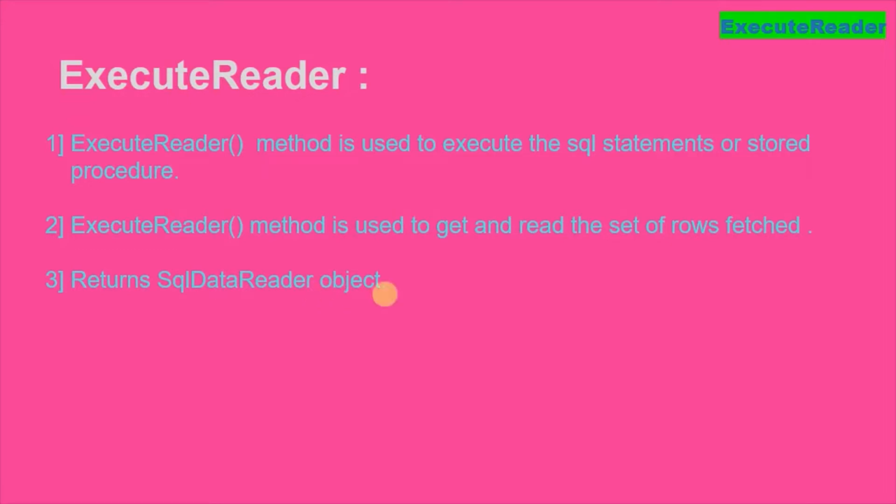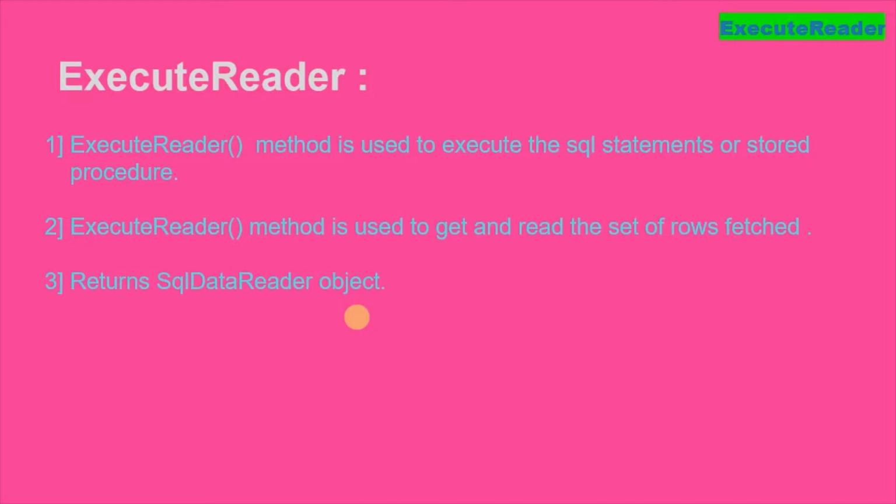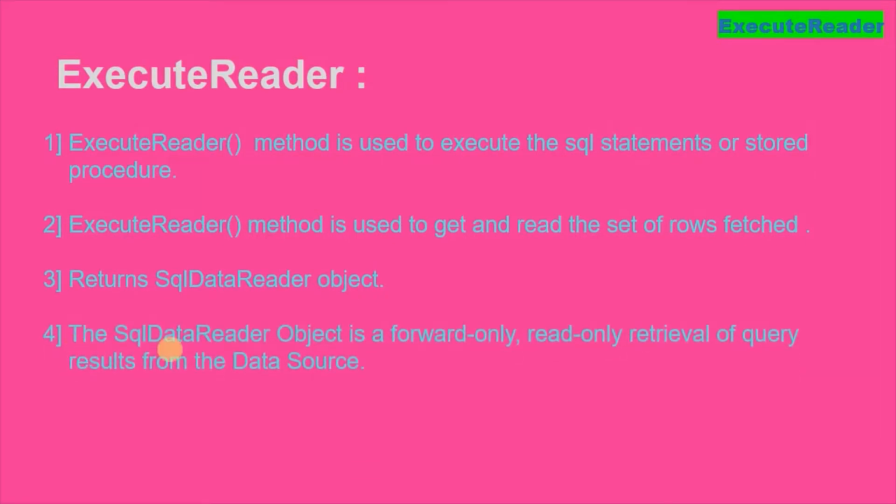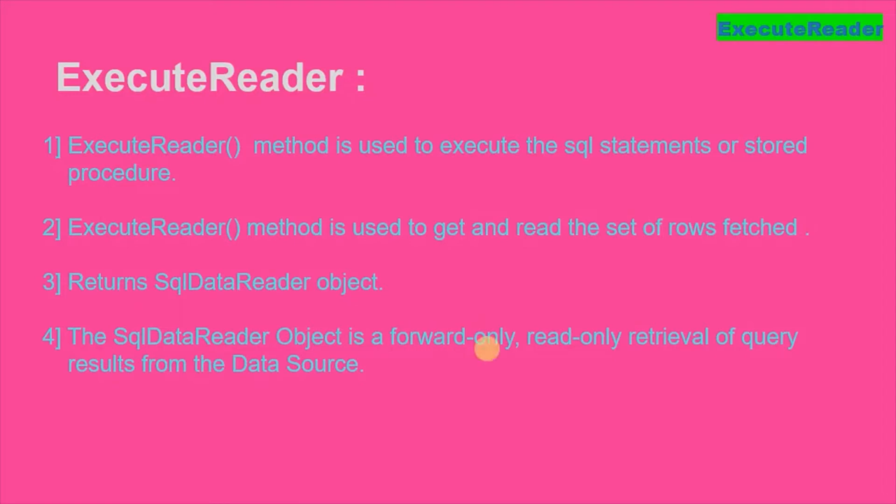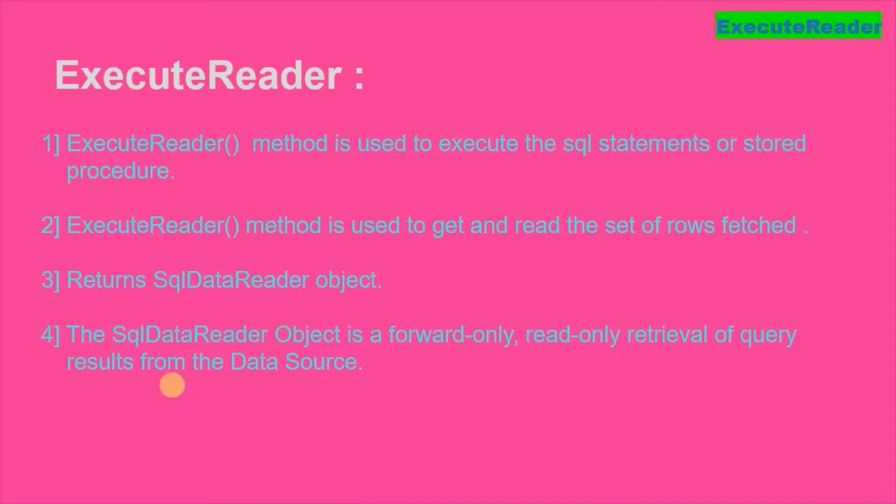Returns SQL data reader object means the result of select query can be stored in SQL data reader object. The SQL data reader object is a forward only, read only retrieval of query results from the data source. Records can be read in forward direction only and one by one. Read only retrieval means we cannot insert new record or delete existing record or update existing record. Thus, SQL data reader cannot make any changes in the database or update the data or records.